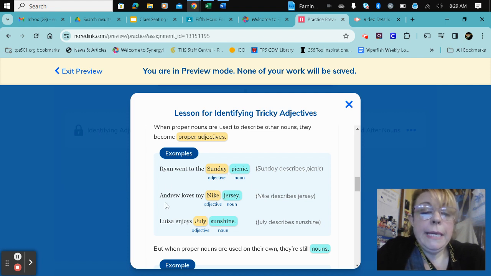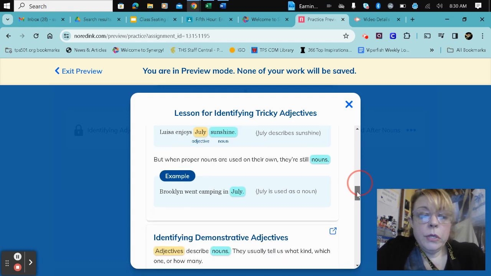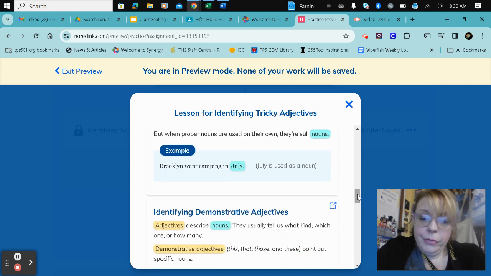Andrew loves my Nike jersey. Nike is a brand name, so we are going to capitalize the first letter. Louisa enjoys July sunshine. July is usually capitalized, so we are going to capitalize it there as an adjective as well. But when proper nouns are used on their own, they're still nouns, so you're still going to capitalize them.